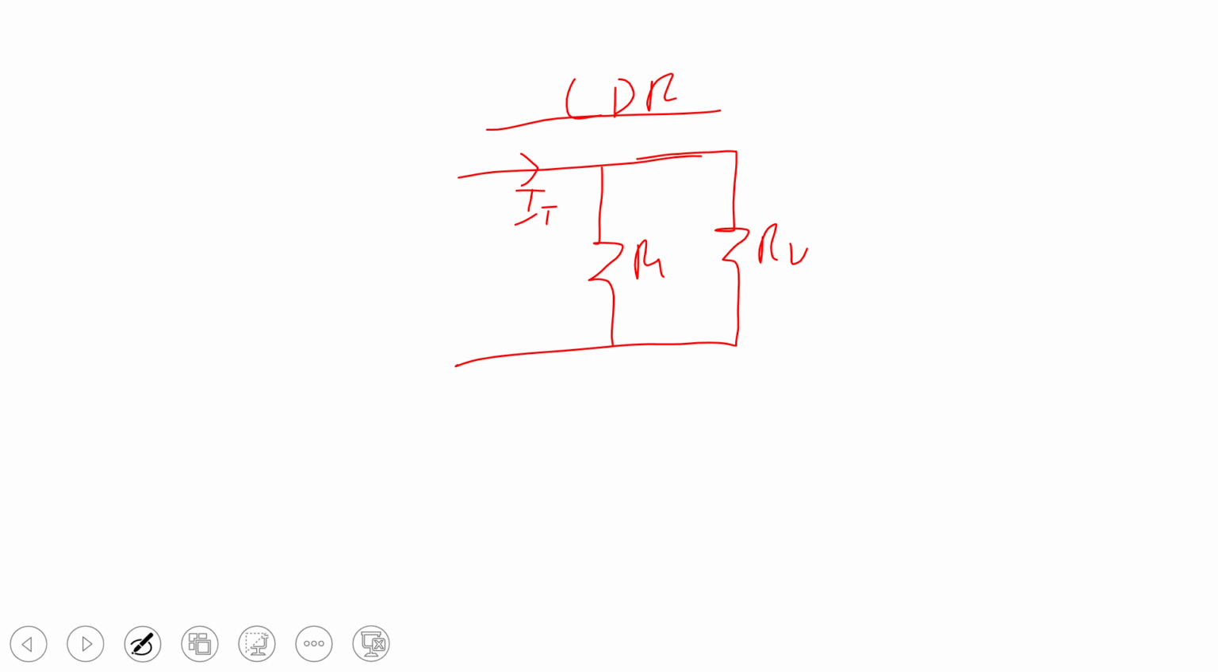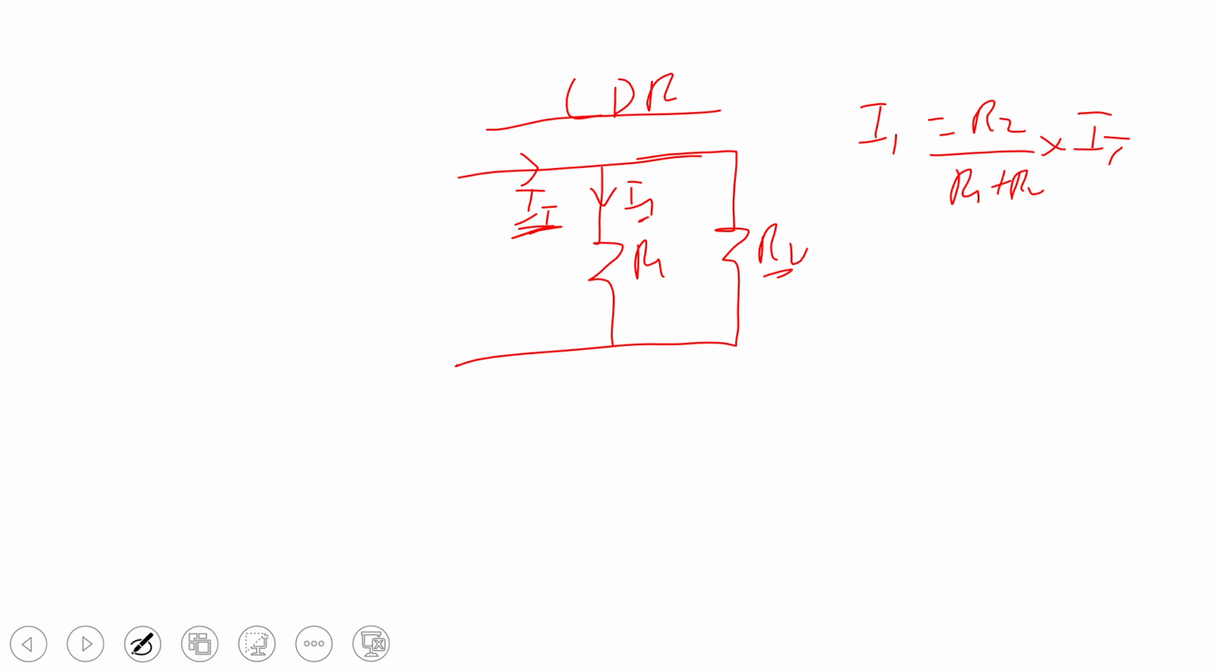And per the current division rule, we got to know that if I want to know the current I1, the total current is coming, and I1 is the other resistor over the sum of the two resistors times the total current. And this is how current is shared among two resistors in parallel. Note that the current division rule can only be used when you have only two things in parallel and you know the total current coming to them.